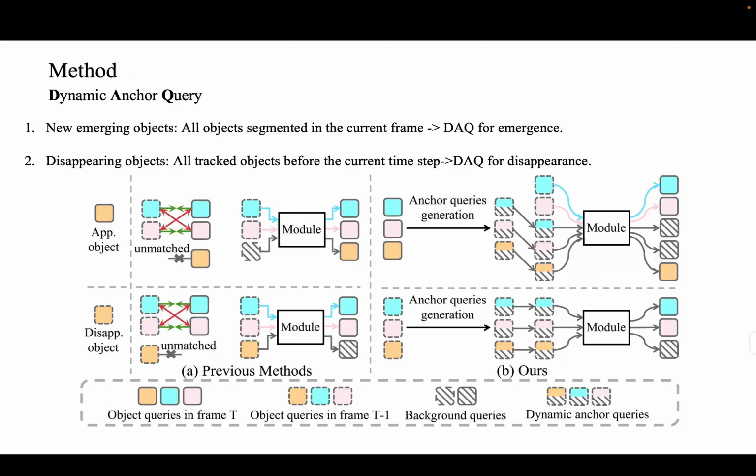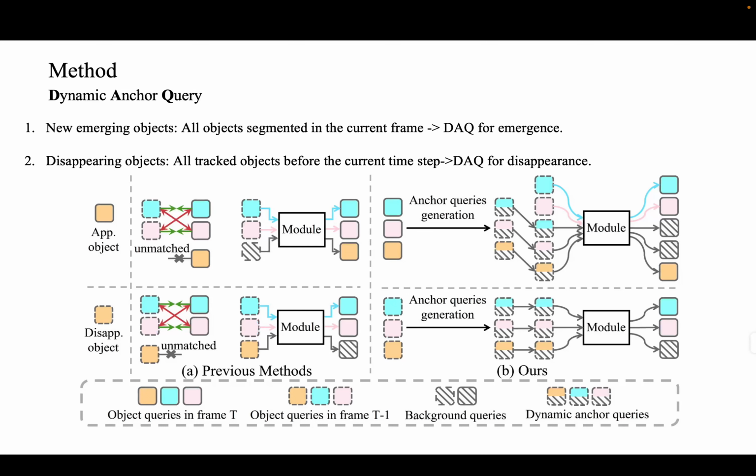We start with the general idea about our dynamic anchor queries. As shown in this figure, unlike previous approaches that treat appearing, disappearing, and tracked objects equally, our method dynamically generates anchor queries for emergence and disappearance based on candidate objects' features to effectively shorten the transition gap. Specifically, we regard all objects segmented in the current frame as potential candidates for newly emerging objects. And we designate all tracked objects as candidates for disappearing objects.